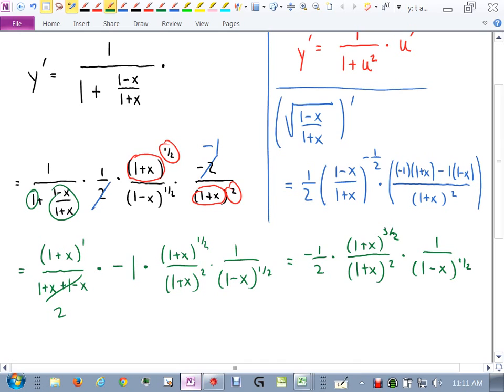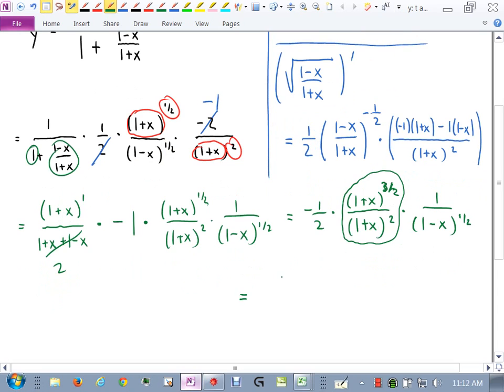All right. What happens here? That's a 3/2 up here. You subtract, right? 3/2 take away 2 leaves you with -1/2. Then we're going to drop it back down and make it 1/2 on the bottom. So we have -1/2, 1 over 1 plus x to the 1/2 times 1 over 1 minus x to the 1/2.